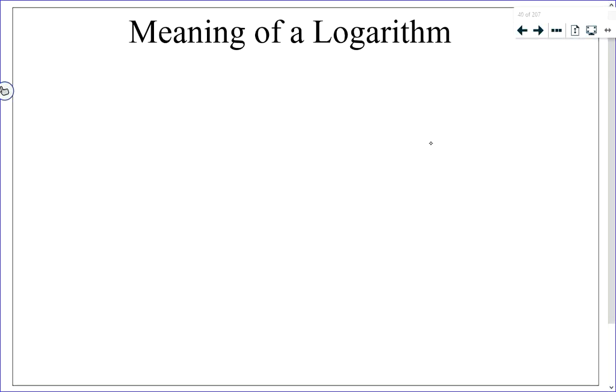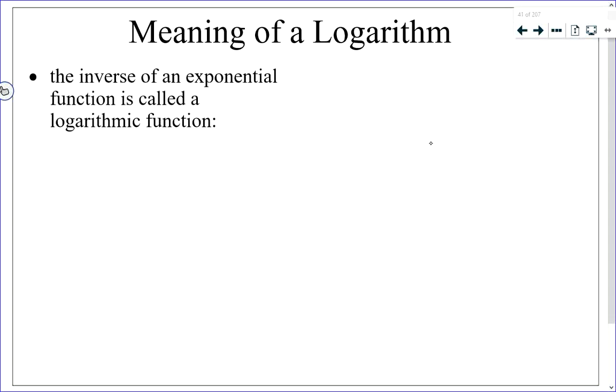Okay, on to logarithms. We start off with the idea that the inverse of an exponential function is what we call a logarithmic function. If I have y equals 3 to the x, which is called an exponential function, and I ask what is the inverse, the inverse is found by swapping x and y to get x equals 3 to the y, and these are inverses of each other. Let's just forget about logarithms for a second.